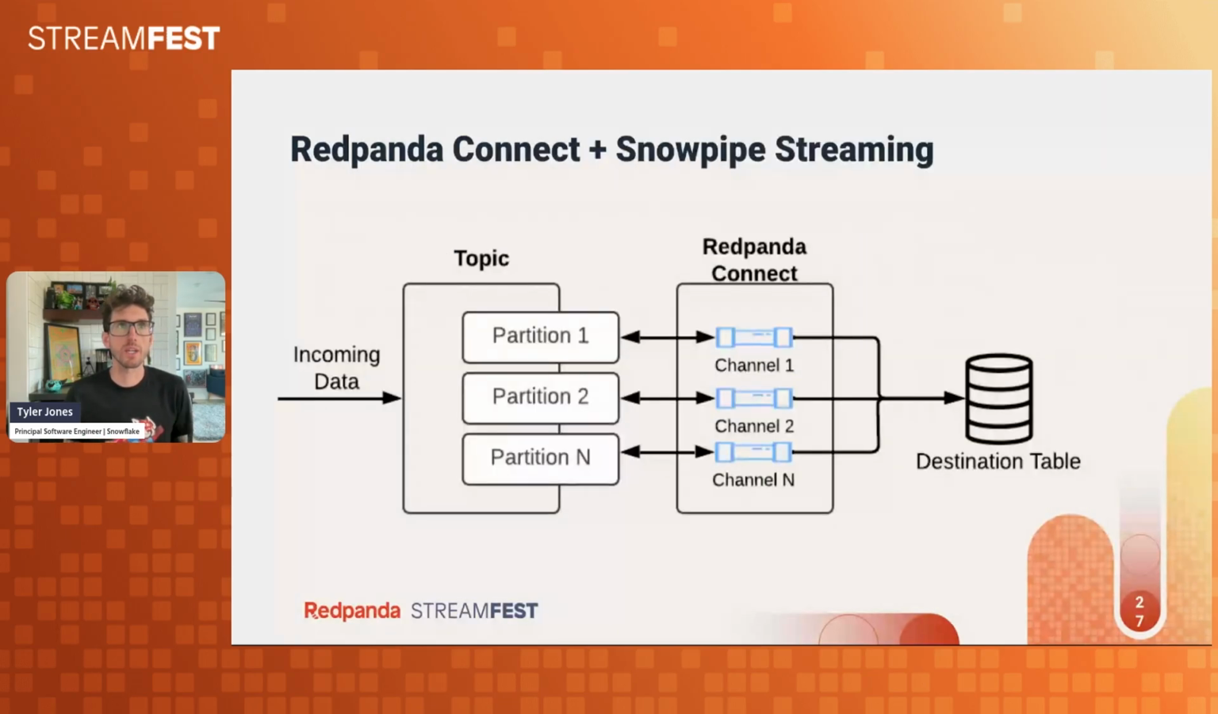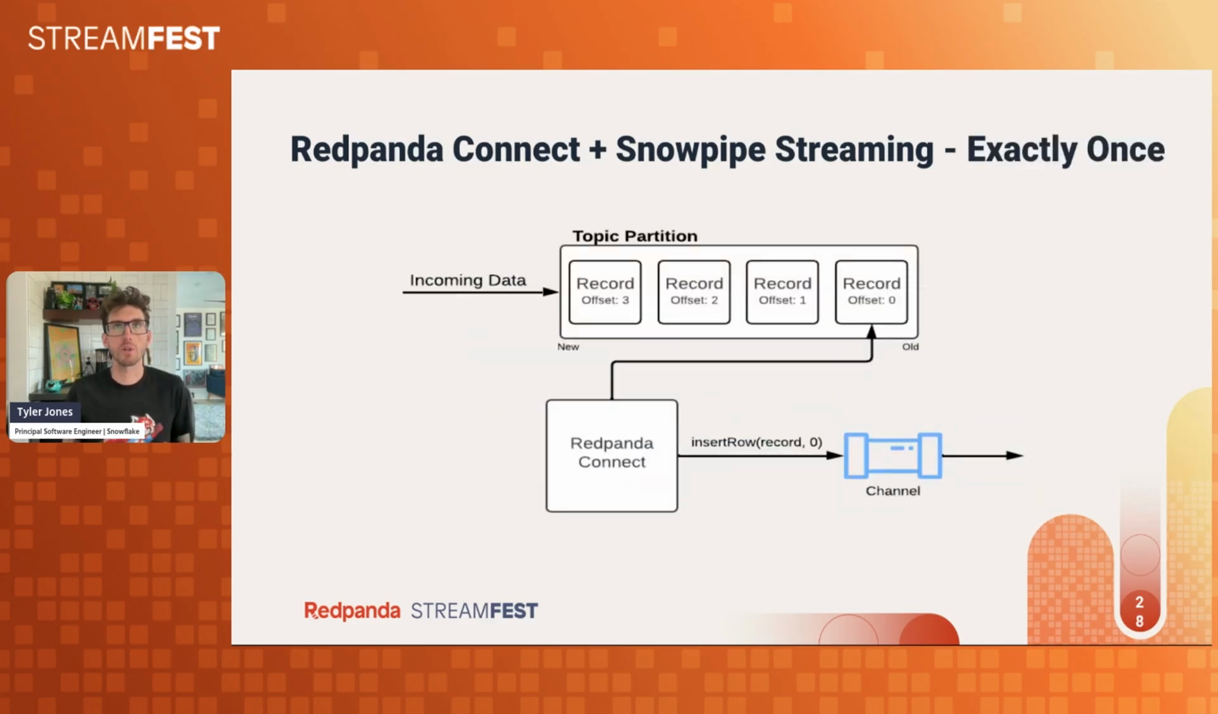So what this looks like at a high level is that you could have incoming data coming into your topic, or a generic Kafka topic, what have you. And you could have multiple partitions here. In this example, we have partition 1, 2, and then say you could go up to n. What Redpanda Connect will do is create a channel per partition that it uses to send data to destination tables. And it will maintain, on a per channel basis, the last committed offset that it read from the Kafka topic partition.